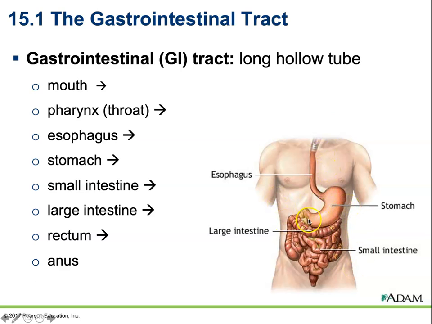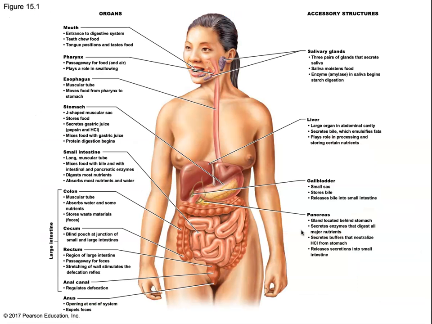And then finally, the outermost layer, that's the layer that you can see here pictured, is going to be the serosa. It's going to be the outermost epithelial tissue that's going to be supported by connective tissue attached to other organs in the body. Figure 15.1 goes through all of the organs of the GI tract over here, and then the accessory structures. We are going to be covering all of these.